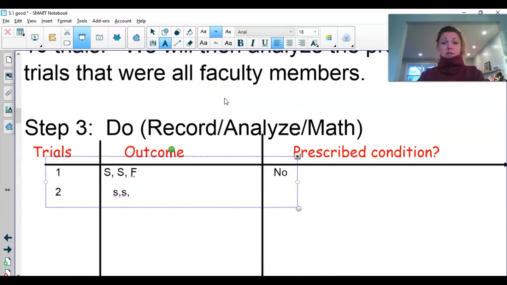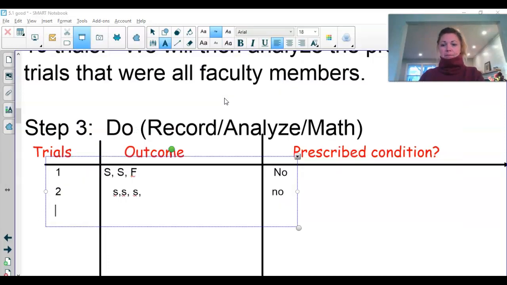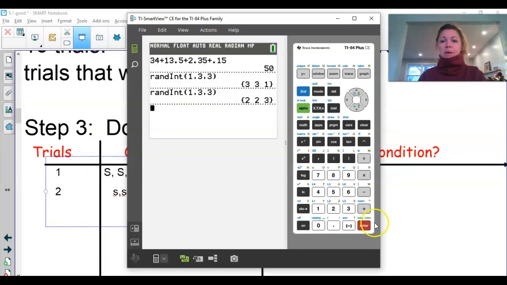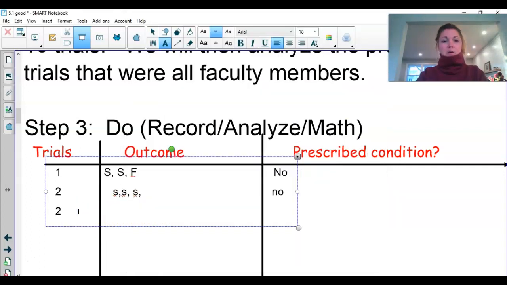So student, was that the prescribed condition that we're looking for? No, that wasn't, okay? We're looking to see if we have all 3 being faculty members. We're going to do it again. Might as well just do this because it's not working very well. I'm going to be on my calculator and I'm going to hit enter. Now I have 1, 2, 3. Oops. 1, 2, 3 would be a faculty, student. That is not my prescribed condition.